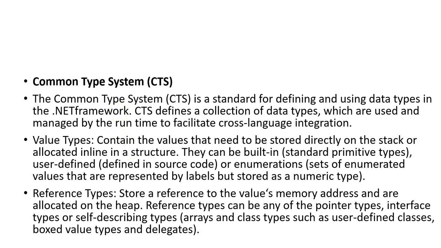With the Common Type System, we could have a value for the data. For example, if I have an input like a first name and last name for a student, and my application runs something like that, it's a standard that defines data value types. The .NET framework defines the collection of data types used for managing runtime. We have a value type and a reference type. For a value type, for example, 5 plus 5 is 10. So the new value is 10.